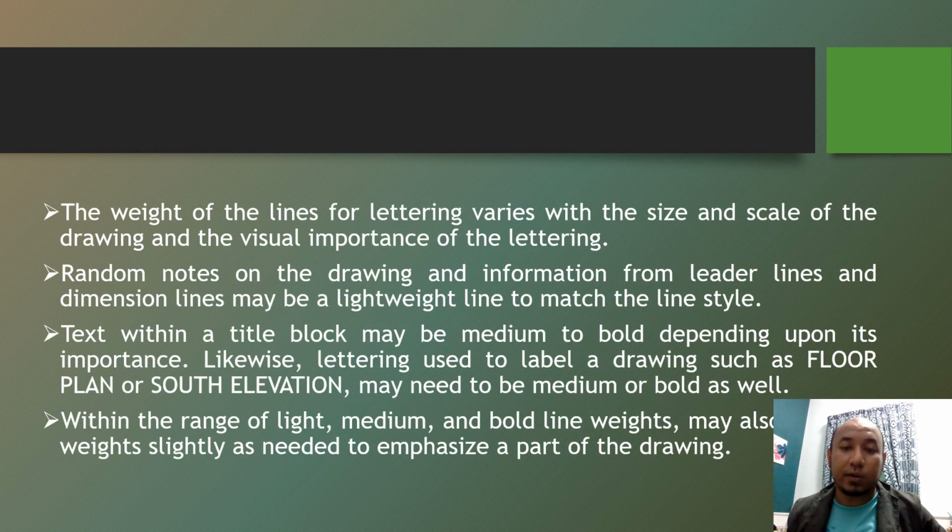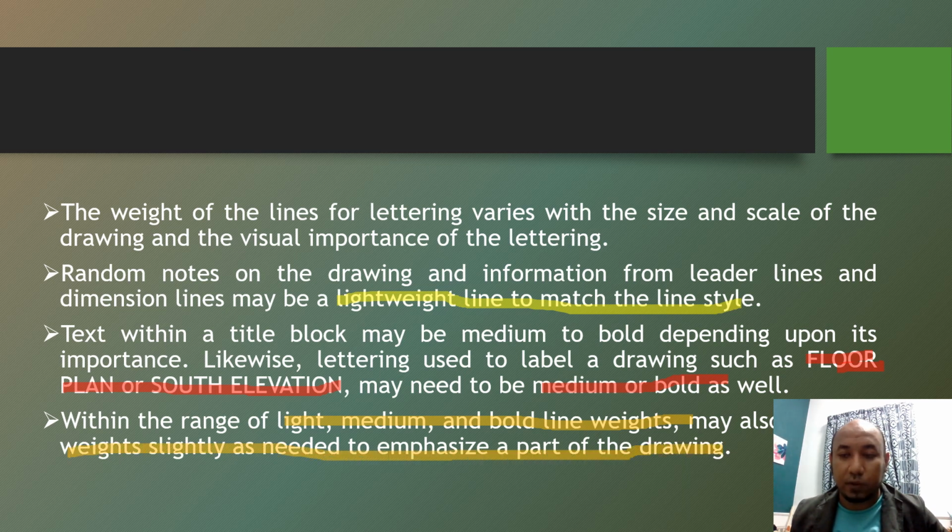And the weight of the line for the lettering varies with the type and scale of the drawing. Random notes and drawing information, leader lines, and dimension lines may be lightweight. The line style tagged with the title block is medium to bold depending on the importance of the lettering. Labels used to label a drawing set, such as a floor plan and section elevation, may need to be medium, and medium and bold. Within the range light, medium and bold, the weight may also vary slightly where there is need to emphasize part of the drawing.